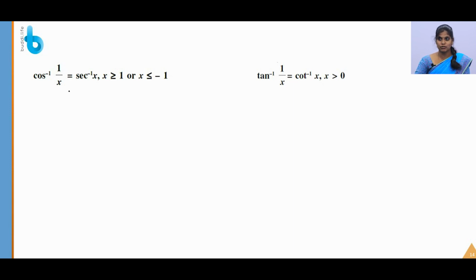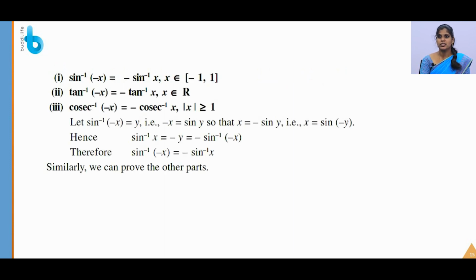Next we will move to another set of properties. See, these properties involve minus, that is negative angles. Okay, we will just have the proof of the first one, and the remaining we can prove similarly. See, sine inverse of minus x is minus sine inverse of x, where x belongs to the interval minus 1 comma 1. Okay, so let us first prove this.